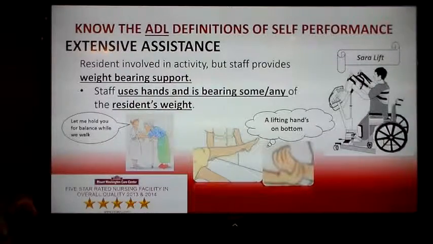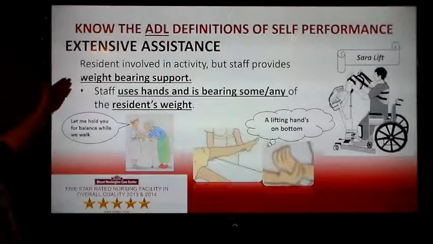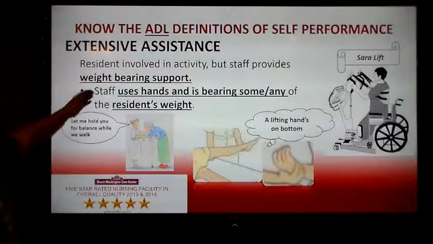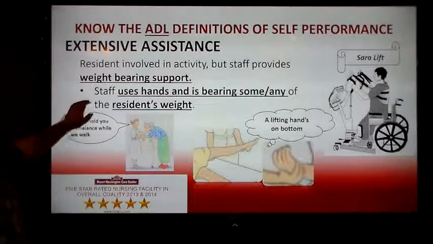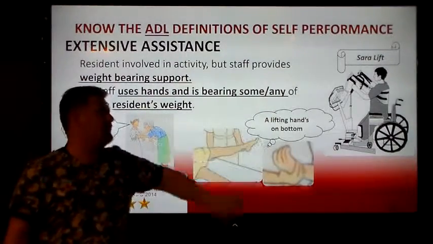Extensive assistance: the resident is involved in the activity, but staff provides weight-bearing support. Staff uses hands and bears some or any of the resident's weight. A lifting hand is on bottom.